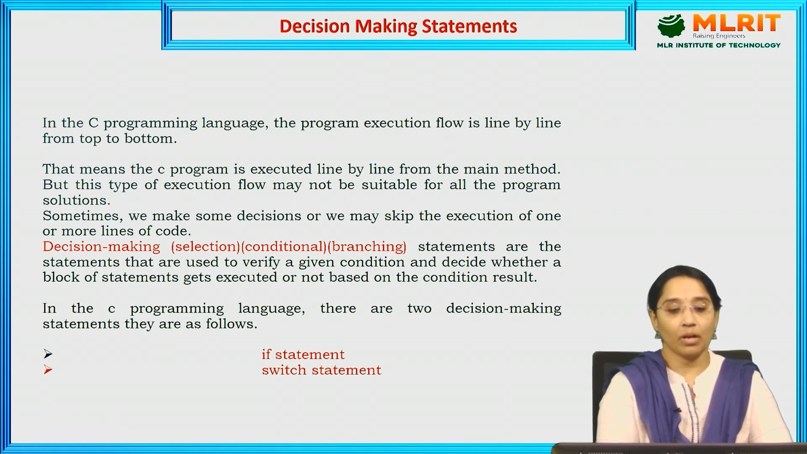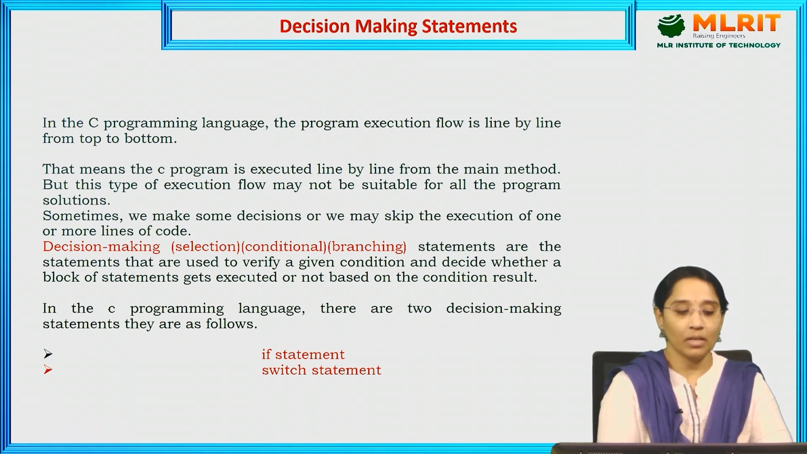In the C programming language, the program execution flow is line by line from top to bottom. That means the C program is executed line by line from the main method. But this type of execution flow may not be suitable for all program solutions.